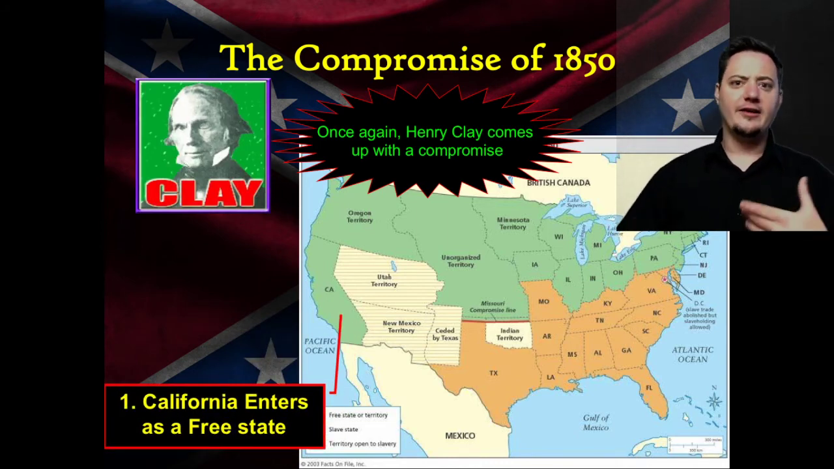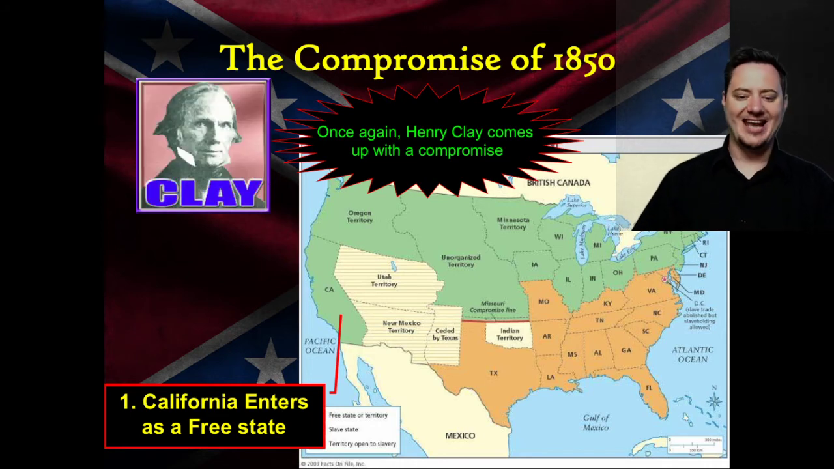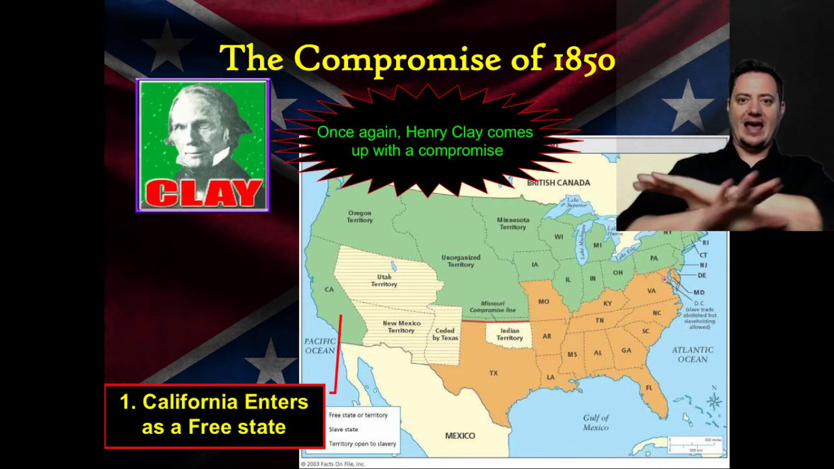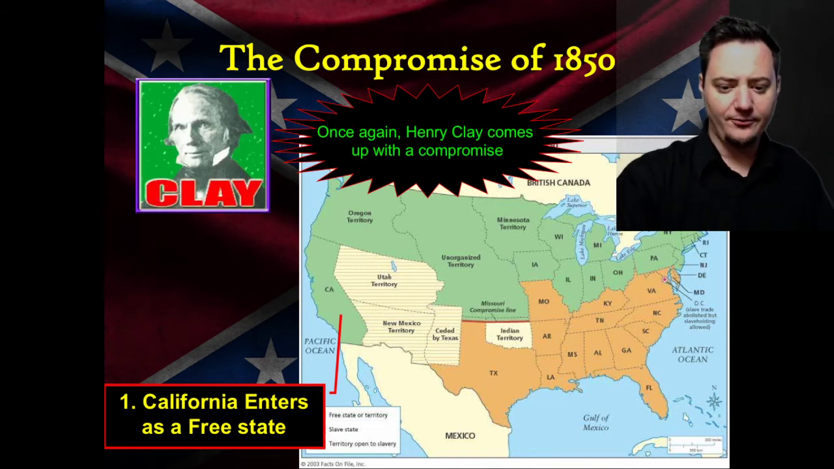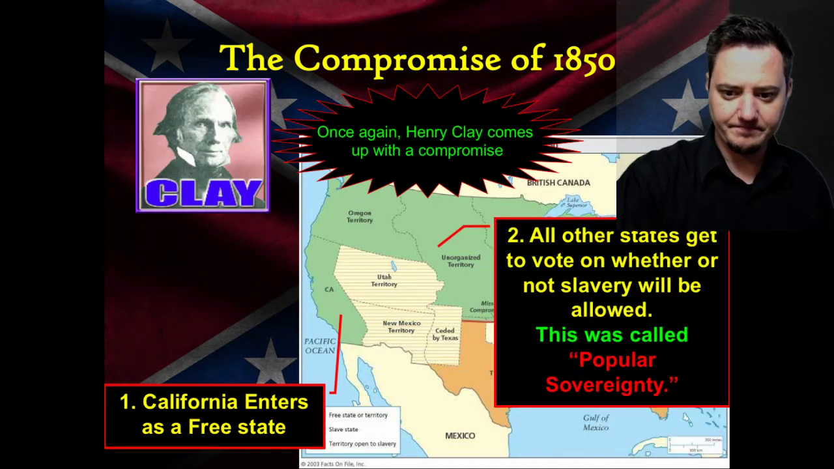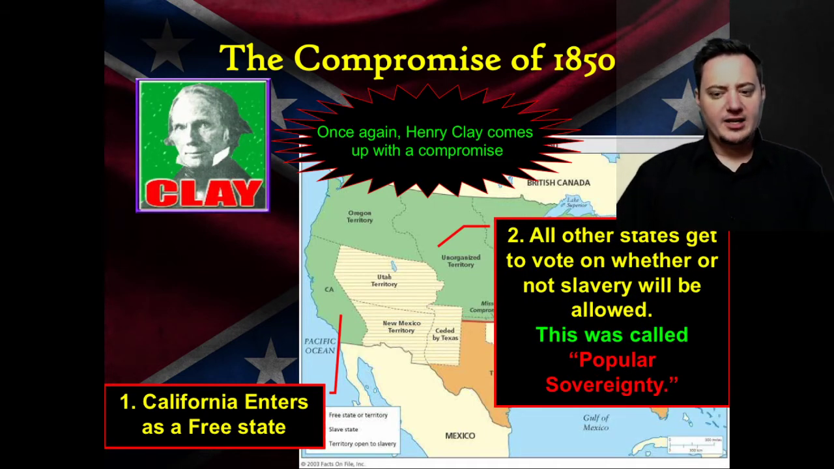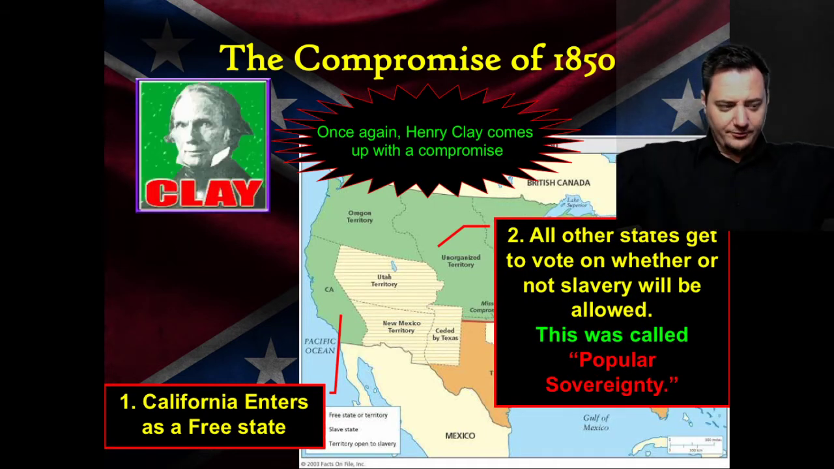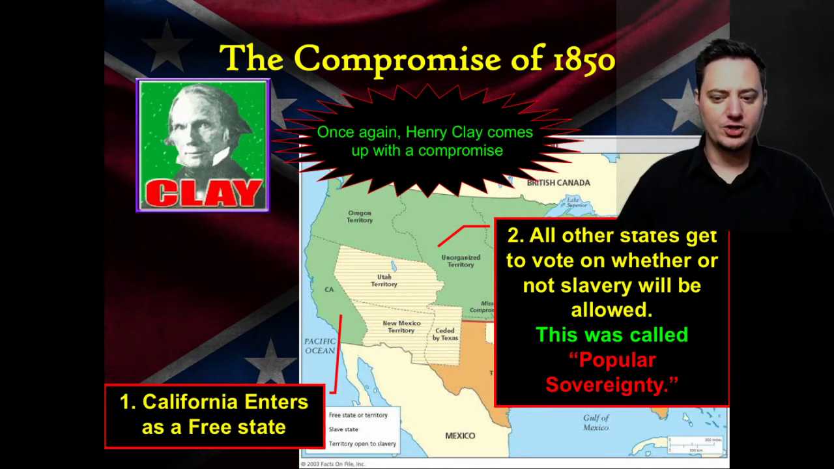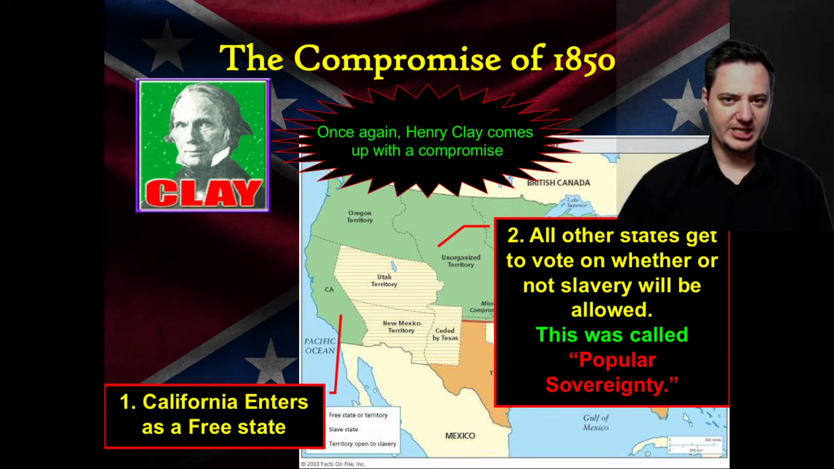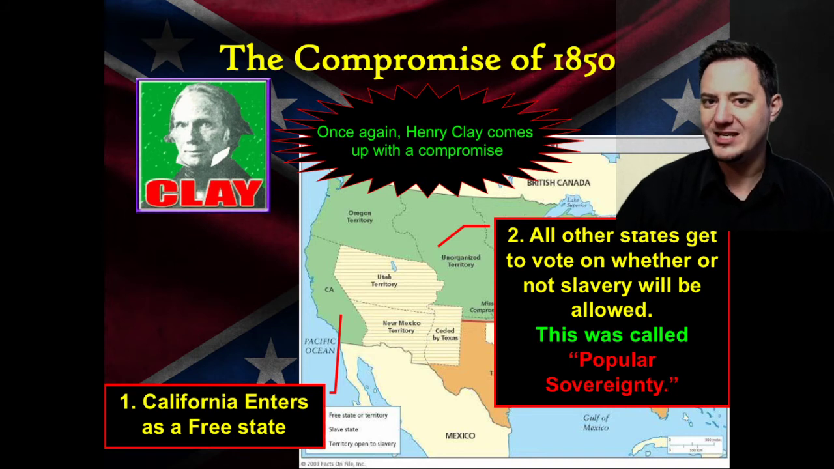So another kind of three-step plan here. California gets to enter as a free state. Basically, that line from the Missouri Compromise is gone. It doesn't exist anymore. California enters as a free state. The line is destroyed, so that line from the Missouri Compromise does not exist anymore, which means from now on, all states will get to vote on whether or not slavery will be allowed in their territory. They call this popular sovereignty. The people will get to decide every time a new state is created on whether it will be slave or not.